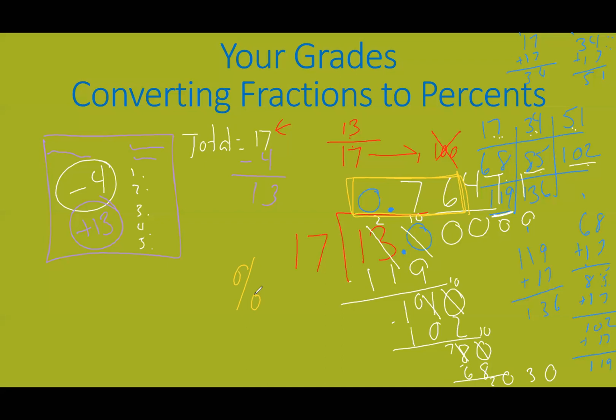So what does that mean? That means that we have to round to the nearest hundredth. And let's find my queen. She says, let it rest. So it's going to be a 76%. So if you got 4 wrong out of 17 problems, you've got a C. You've got a 76%.